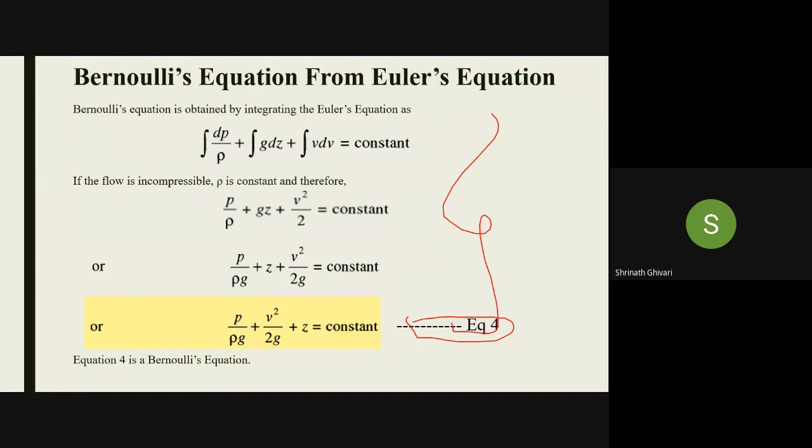So we are going to discuss what these terms are called. This P by rho g is known as pressure head. V square by 2g is known as kinetic head or velocity head. Z is known as potential head or datum head.